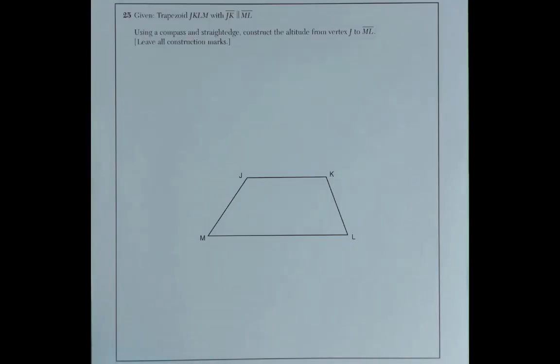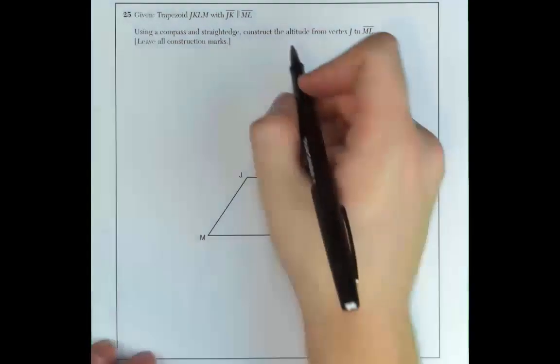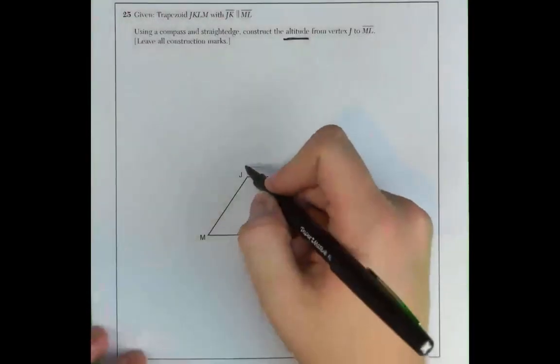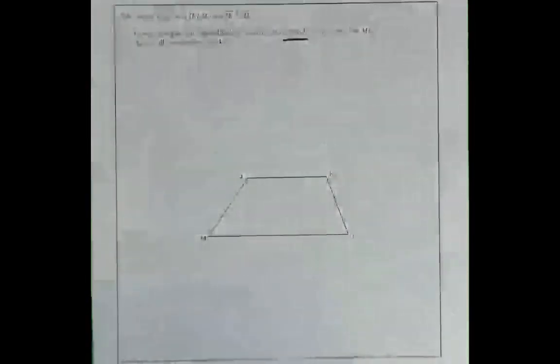Okay, this is question number 25 from the June 2017 Regents exam. This is the construction that is hands-on if you do not like the computer software that I use. So, the question says, given trapezoid JKLM with JK being parallel to ML, using a compass and straightedge, construct the altitude from vertex J to line ML. Leave all construction marks. So remember that by definition, an altitude is perpendicular to its base.